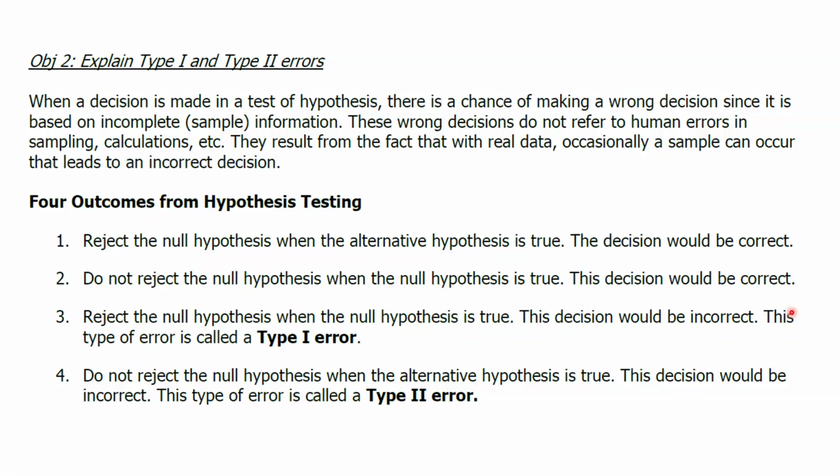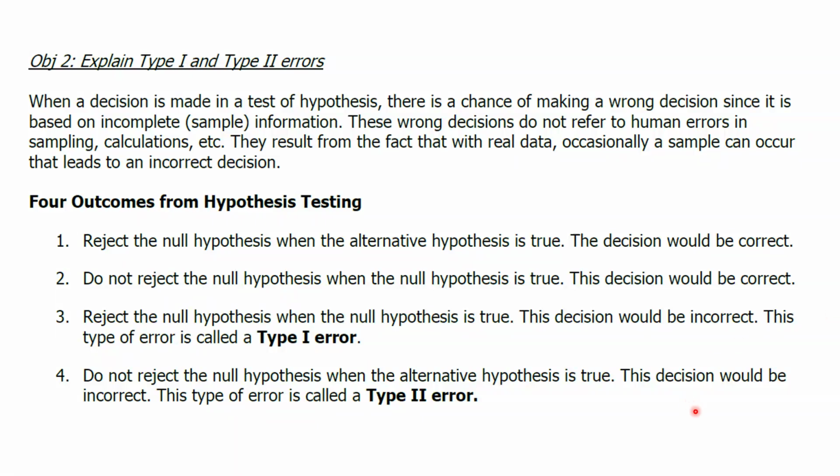So justice served. And the third: reject the null hypothesis when the null hypothesis is true. This decision would be incorrect, and this type of error is called a type 1 error. So the defendant is innocent, but we convicted them anyway. So this would be a wrongful conviction.